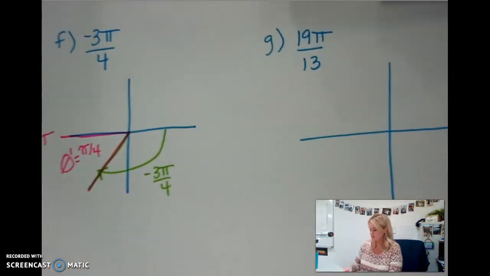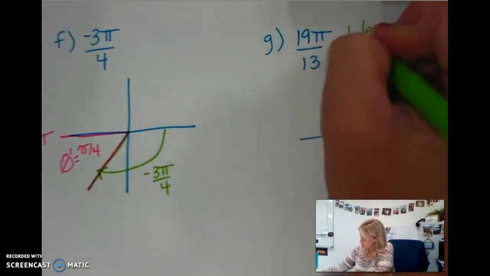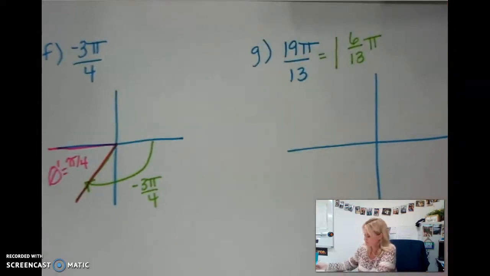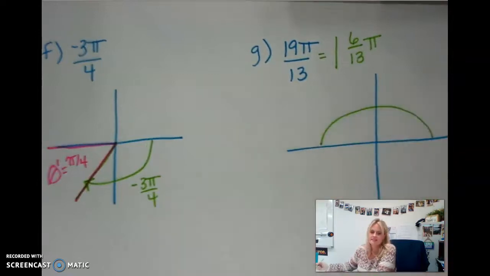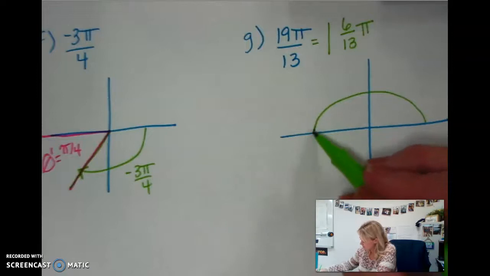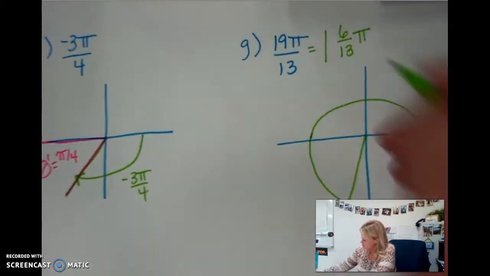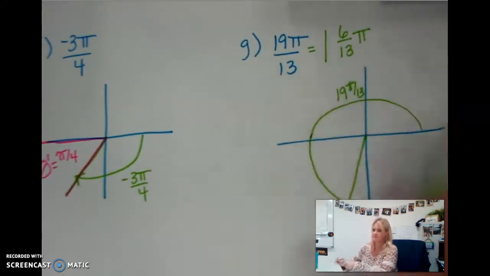19 pi over 13. This is the same as 1 and 6/13 of a pi. So we have 1 pi, and is 6/13 more than a half or less than a half a pi? Well, 6.5 would have to be a half a pi. So we're almost here. So this is 19 pi over 13.